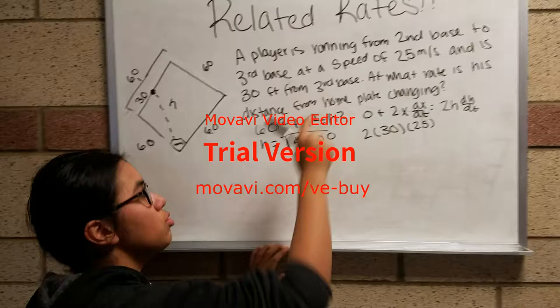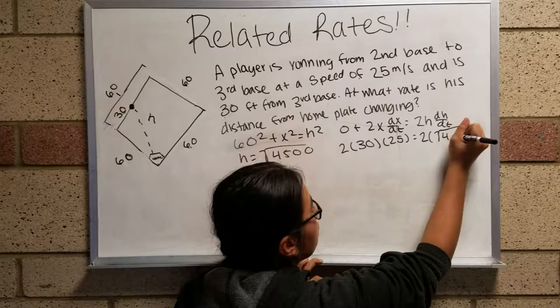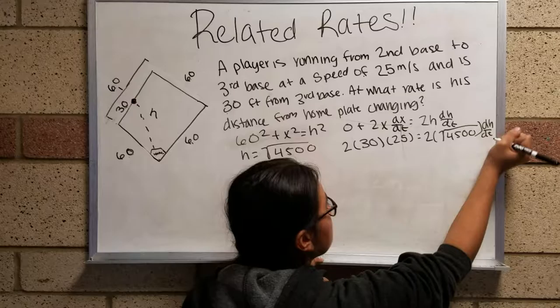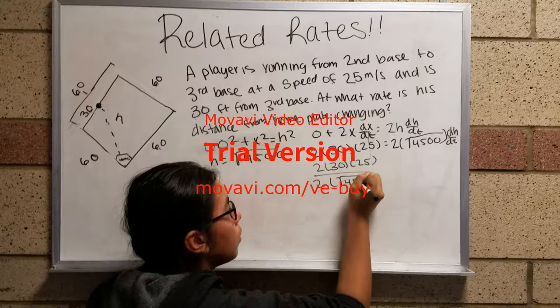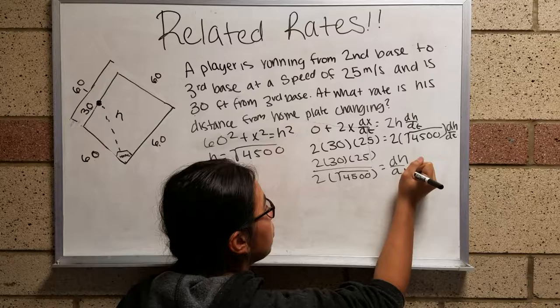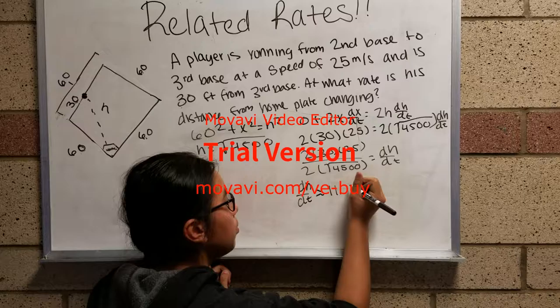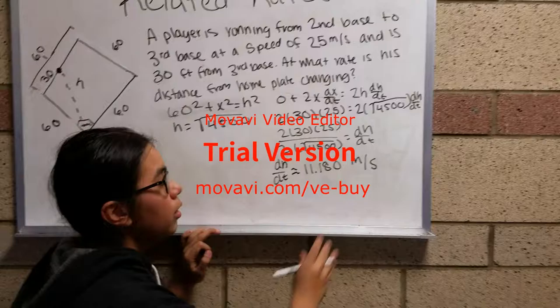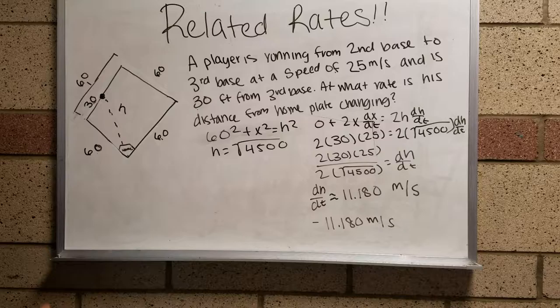Since they give you 25, the rate of change of x, dx/dt, is 25, and then you plug in your h. Then you plug it into your handy dandy calculator and you get dh/dt is approximately 11.180. And then you put meters per second because that's the units, and your answer should be negative because your distance is decreasing as you get closer to third base.